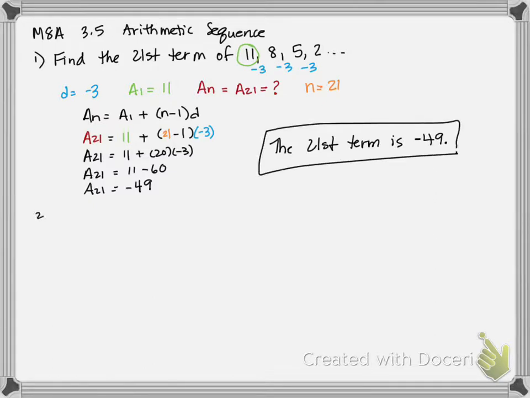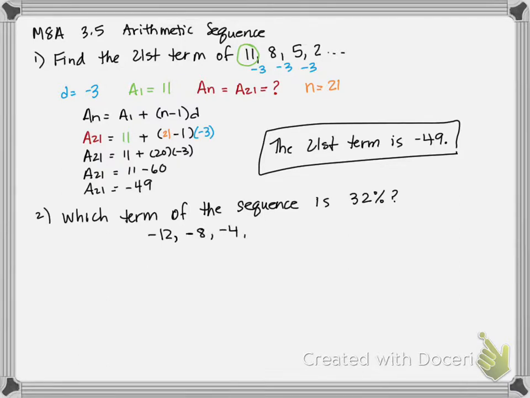Okay, so let's do a problem where we're missing another piece. So the question could be like, which term of the sequence is 32? Okay, so here's our sequence: -12, -8, -4, 0, and so on.